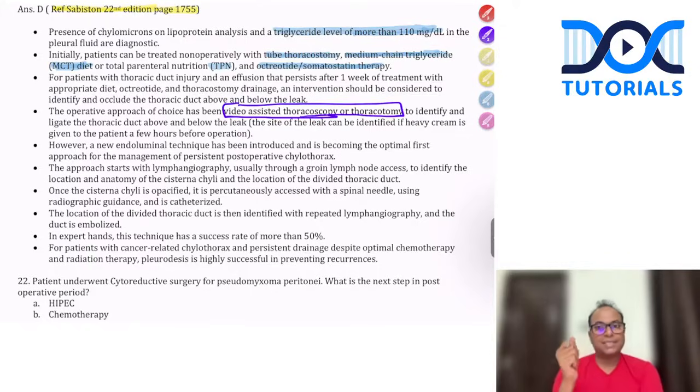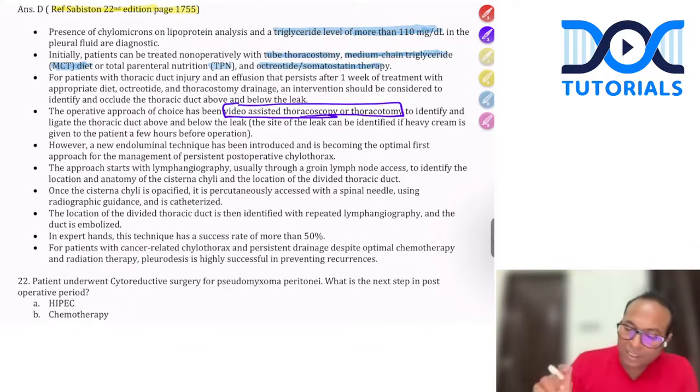We make a mass ligation between the esophagus, aorta, and vertebra level in cases of unidentified leak. But if you identify the leak on VATS, go and suture the leak or clip the leak above and below. However, a new endoluminal technique has been introduced and is becoming the optimal first approach. So what is this new endoluminal technique?